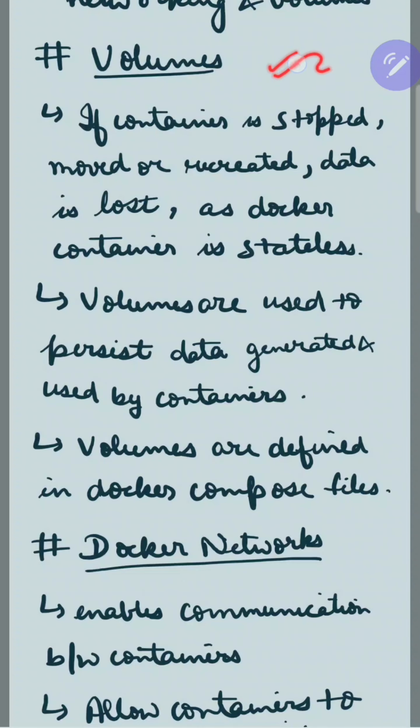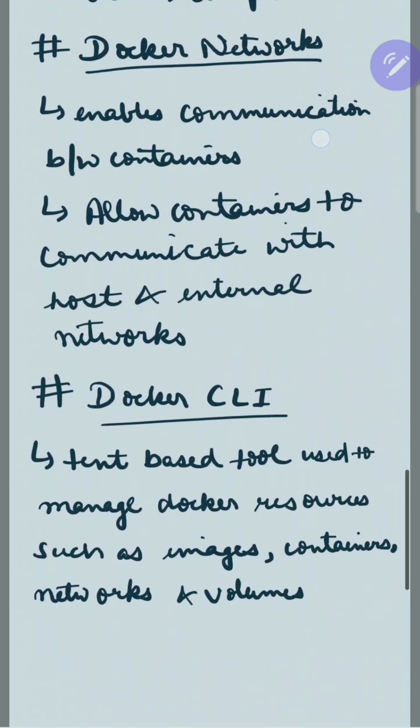Now let's see what volumes are. A Docker container is stateless. If a container is removed or recreated, its data is lost. So we use volumes to persist data that is generated and used by containers. Volumes are defined in Docker Compose files. Then after that, there are Docker networks. Docker networks enable communication between containers, and they also allow containers to communicate with the host and external network.